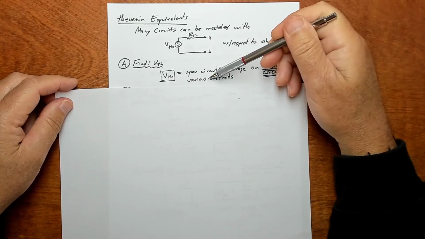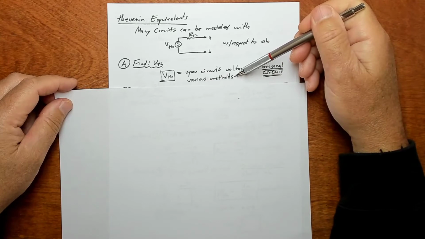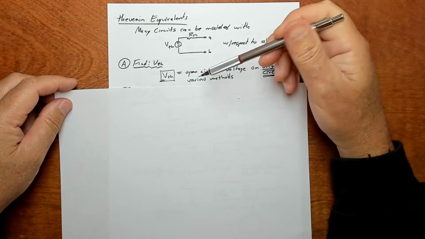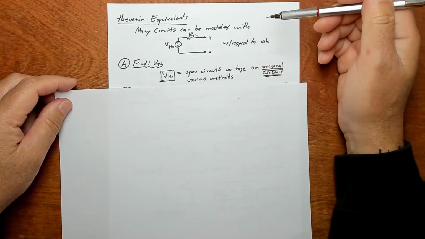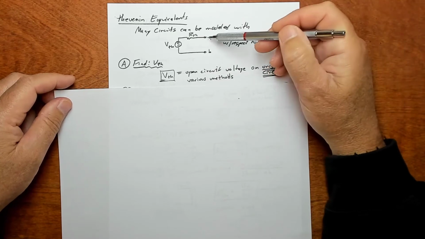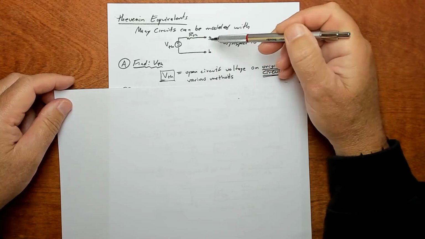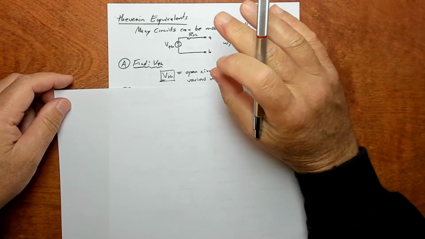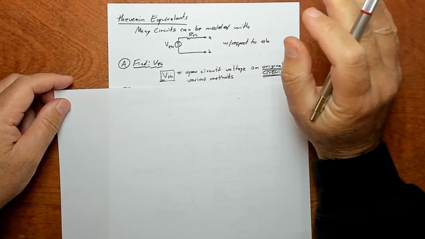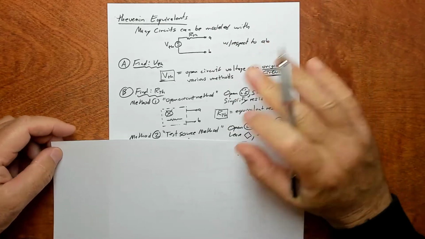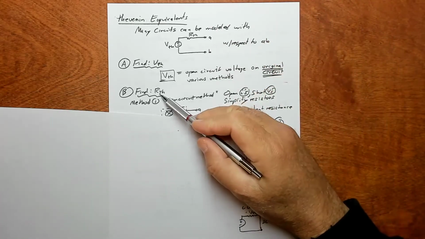All I'm going to say here is that there are various methods, because to go into any one of these methods would just take too long. Typically we're going to use the node voltage method, but there are other methods. So first you find V Thevenin, and then you're done with part A. That's one problem that you do. Then you kind of start over and you find R Thevenin.